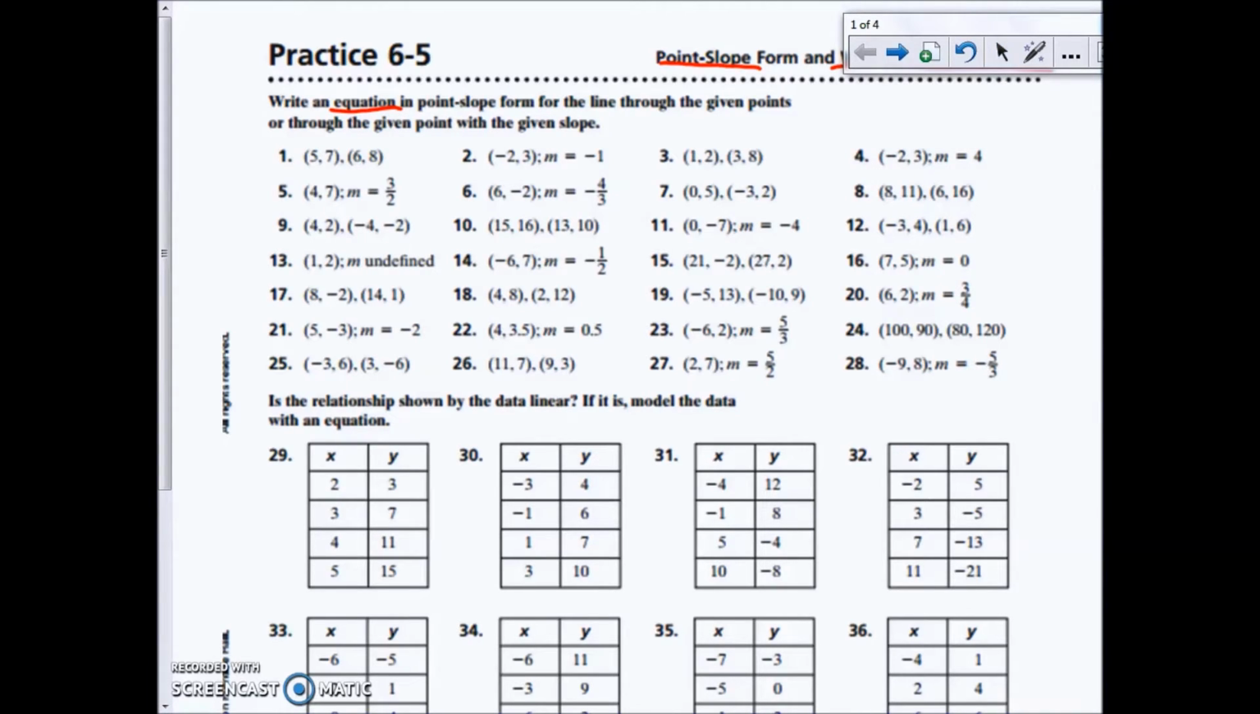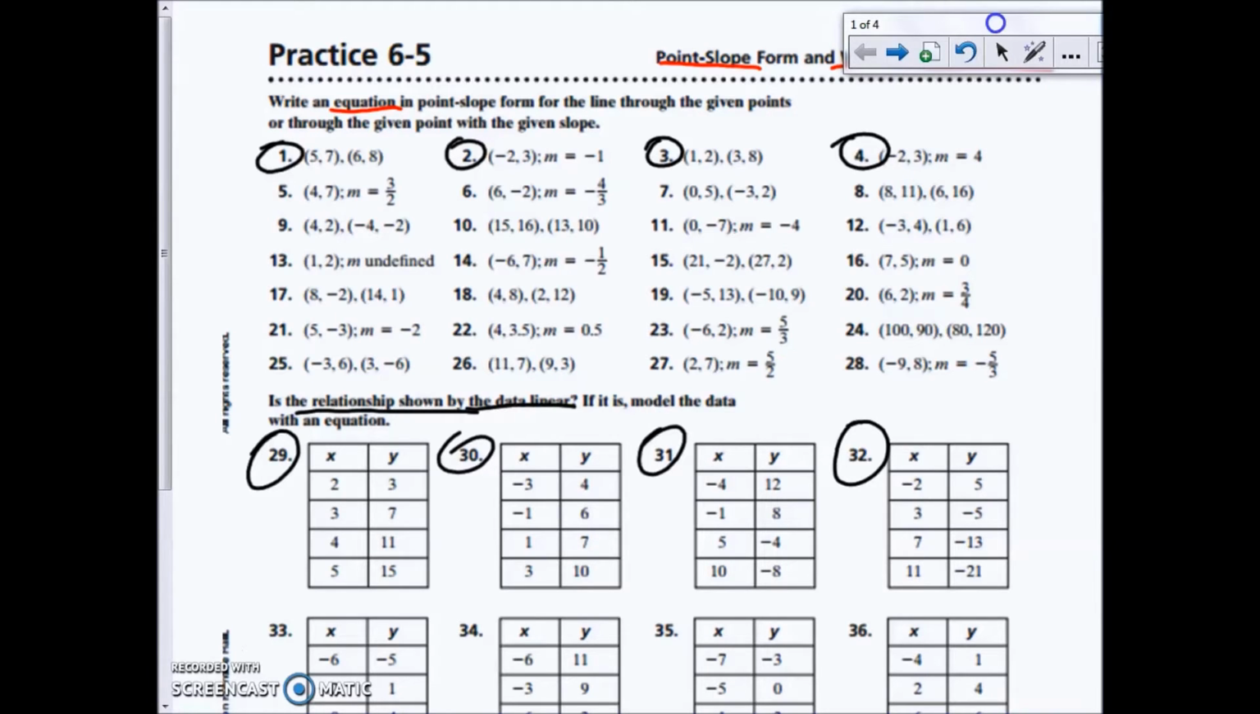So you guys had homework 1, 2, 3, and 4, and 29, 30, 31, and 32. And what I want to do is I just want to talk about 29 through 32 briefly. It says, is the relationship shown by the data linear? If it is, model it with an equation. I'm not going to give you too much direction here, but the key is, do you know what a linear relationship is and how it's shown?